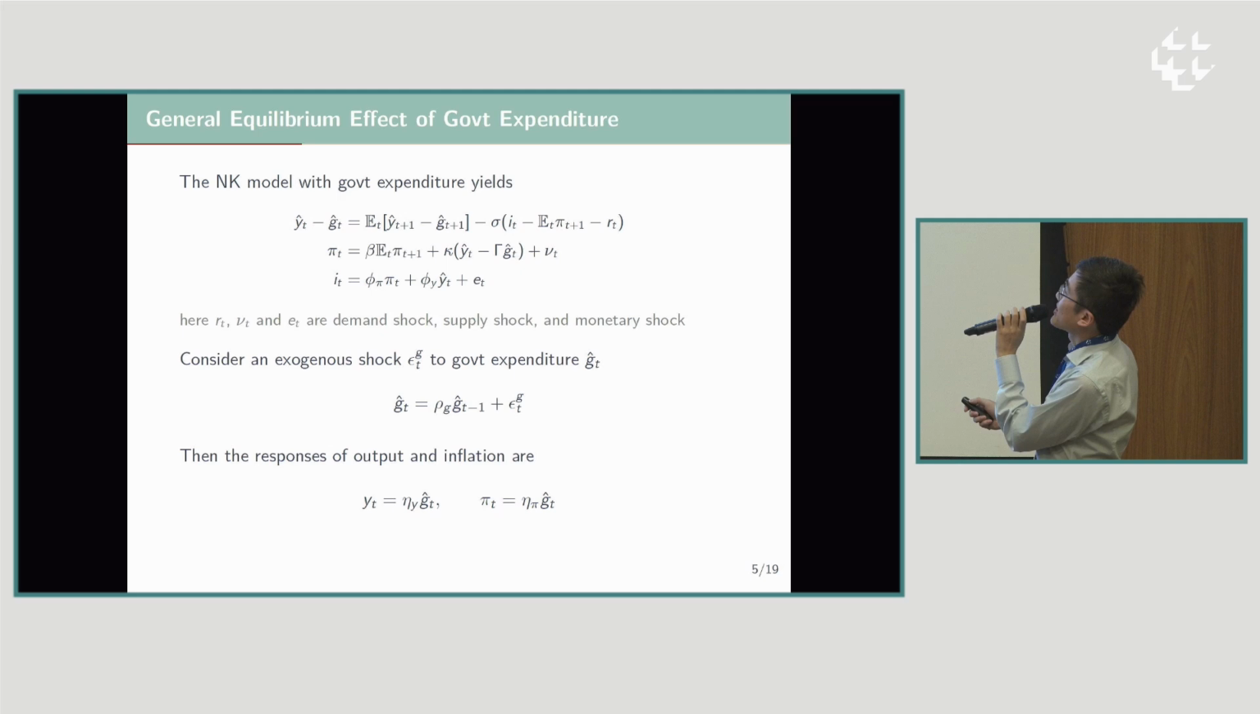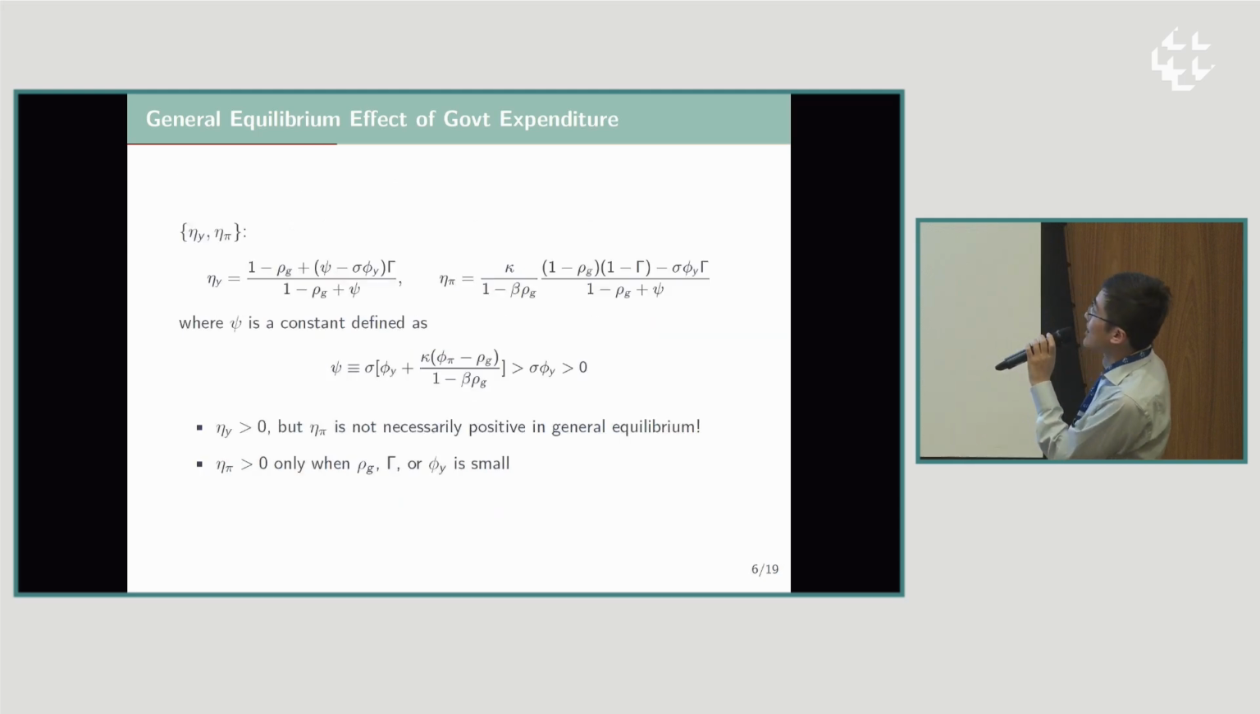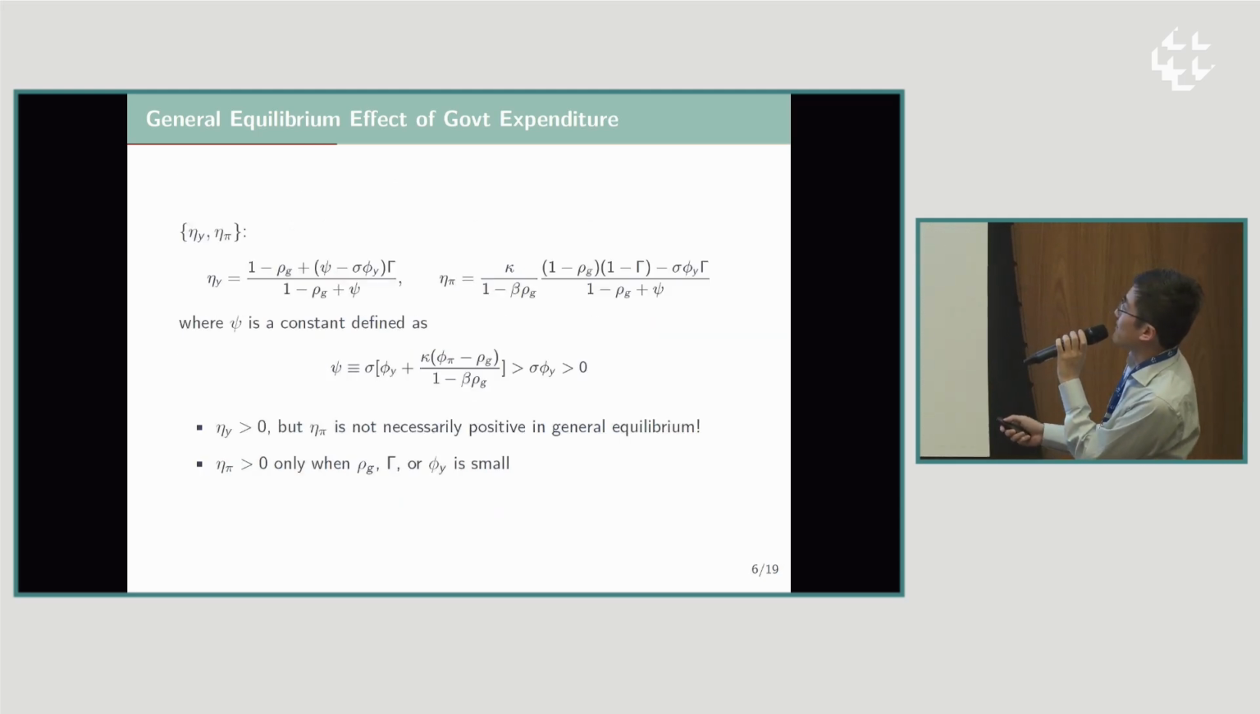We add back, for example, the standard IS curve from the Euler equation of the household, and also add the Taylor rule, in the sense that monetary policy responds to both inflation and output. For simplicity, let's assume that government expenditure follows an AR(1) process, which is an exogenous process. Then we can have a closed-form solution of the output response and the inflation response.